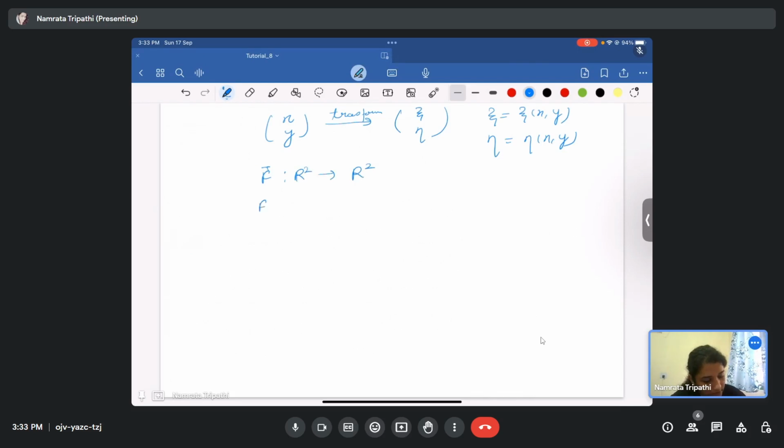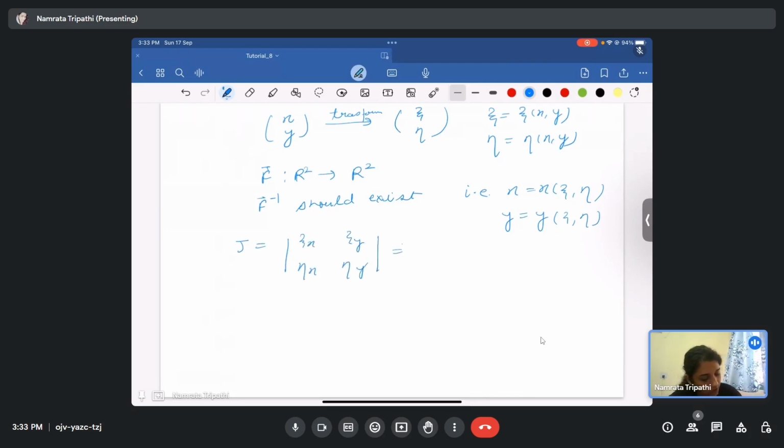In this case, the inverse should exist. Inverse exists. That means x is a function of xi eta and y is a function of xi eta also. When will this exist? When the Jacobian of xi of x, xi of y, eta of x, eta of y will not equal 0.